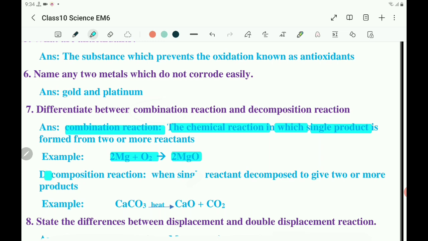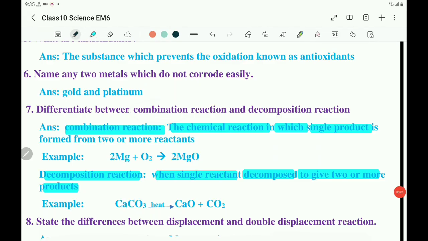Next you take the decomposition reaction. When a single reactant is decomposed to give two or more products, two products are formed by the single reactant. So this is the decomposition reaction. In combination, two or more reactants will be there and only one single product. In decomposition, only one reactant will be there and two or more products.